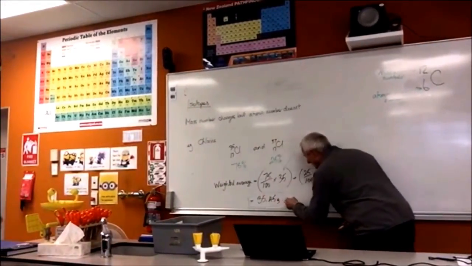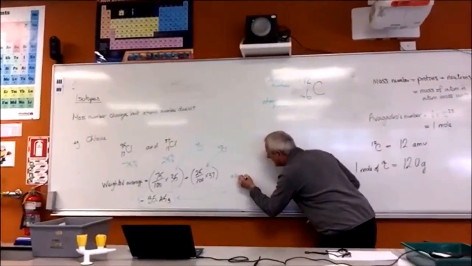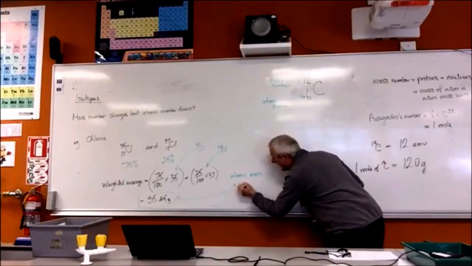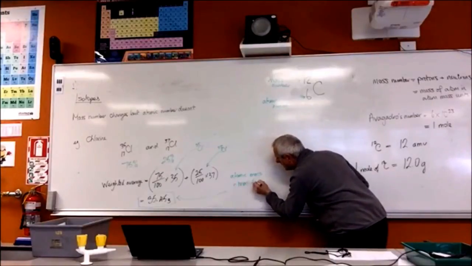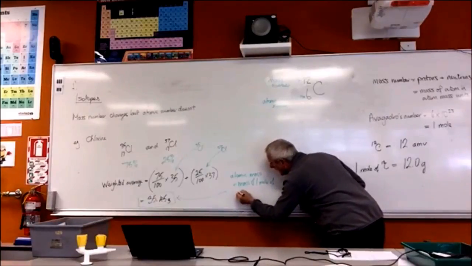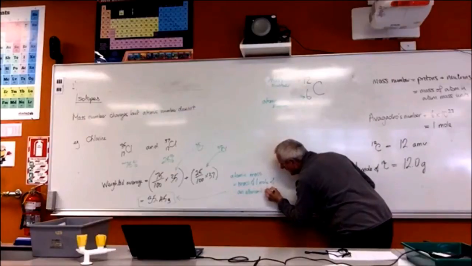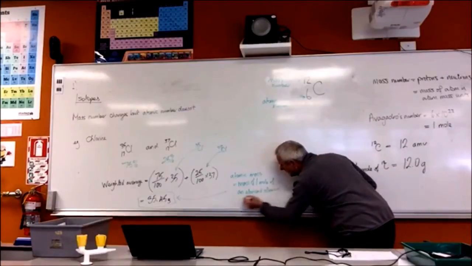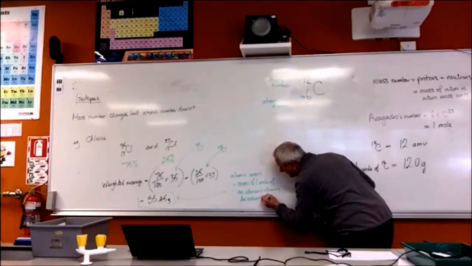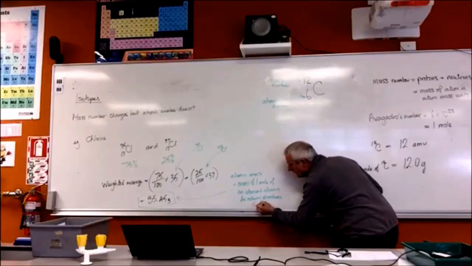So this is what we call the atomic mass. So I'm going to put that there. Atomic mass. And it's the mass of 1 mole of an element allowing for natural abundance of isotopes.